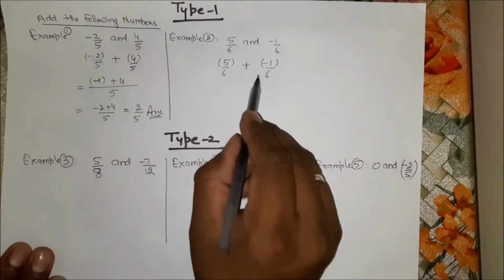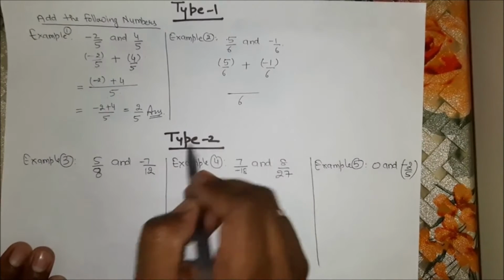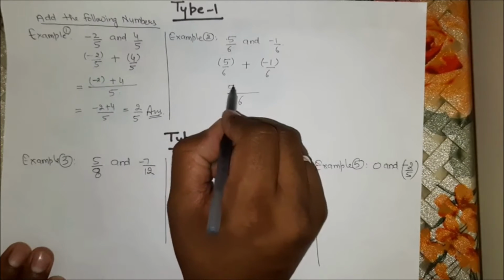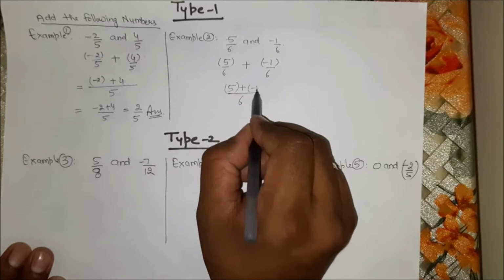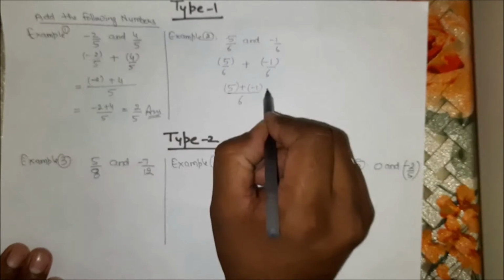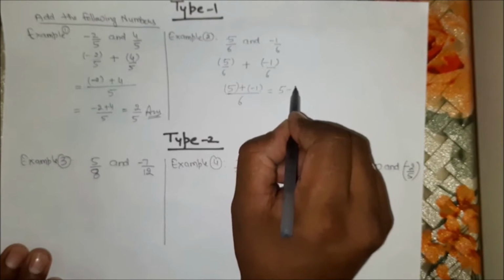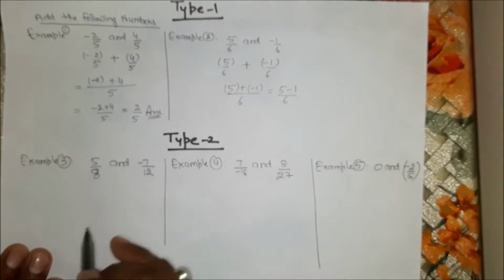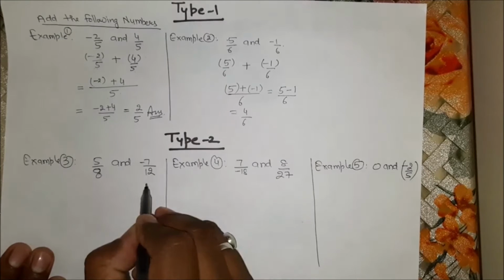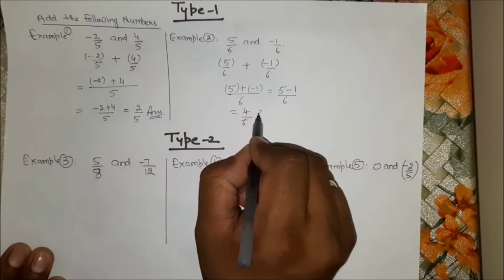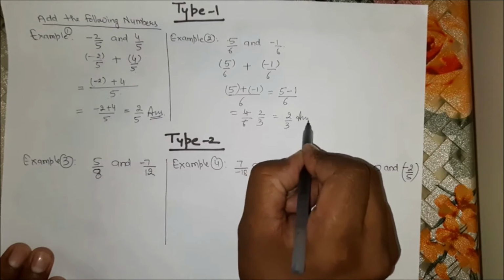Take the LCM of the denominator. 6 ones are 6, 1 five is 5, plus 6 ones are 6, 1 into minus 1, you will get minus 1. It can be written as 5 plus minus 1 by 6. 5 minus 1 is 4 by 6. Convert into lowest form. 2 twos are 4, 2 threes are 6. So we can say 2 by 3 is your answer.